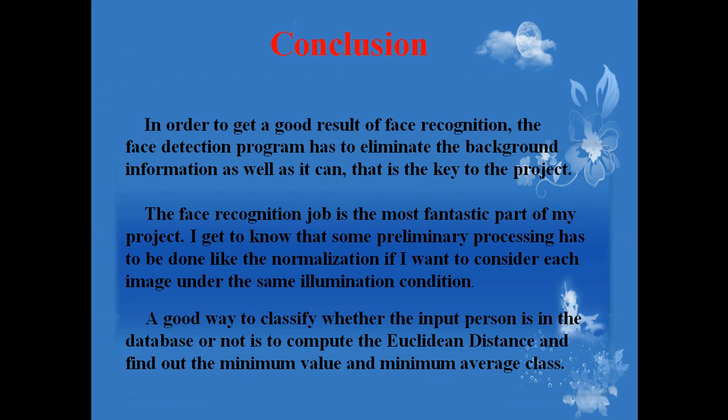I get to know that some preliminary processing has to be done, like normalization, if I want to consider each image under the same illumination condition. And I set the mean value and standard deviation value according to experience and all the images already in the training set. Finally, a good way to classify whether the input person is in the database or not is to compute the Euclidean distance and find out the minimal value, as well as the lowest class among the training set.